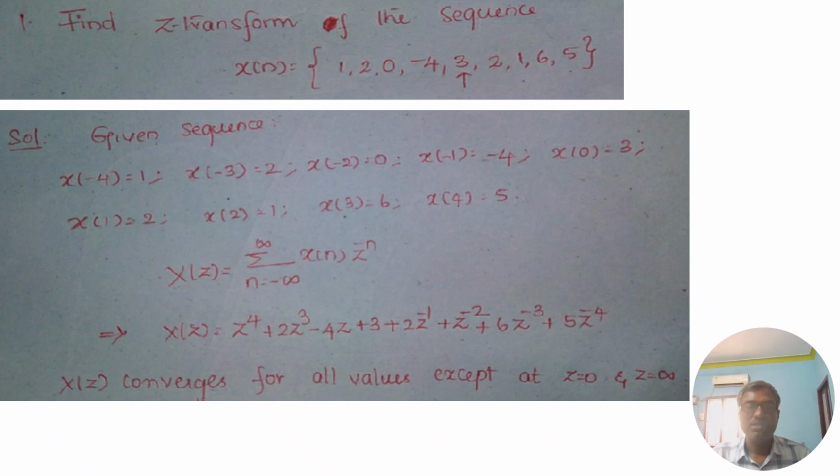That means at the place of x of 0, we have to put 3, and in the place of x of minus 1, we have to put minus 4, and x of plus 1, we have to put 2, and so on. Similarly, at x of 4, we have to put 5, and x of minus 4, we have to put 1. Then finally we obtain X of z equal to z power 4 plus 2z power 3 minus 4z plus 3 plus 2z power minus 1 plus z power minus 2 plus 6z power minus 3 plus 5z power minus 4.